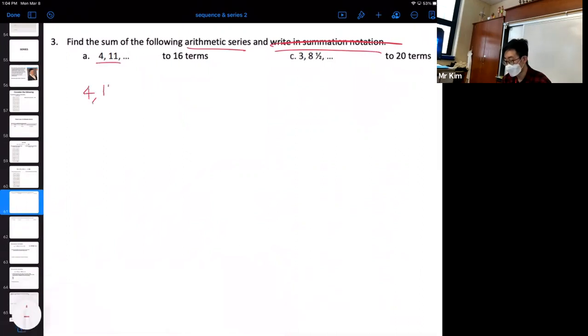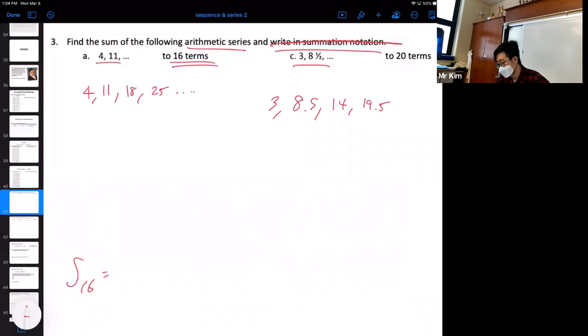So 4, 11, 18, 25, and so on, to the first 16 terms. Find the partial sum of that. So I want you to tell me S sub 16. 3, don't think of it as a fraction, please. Let's write it in decimal. 8.5, I'll give you more numbers. 14, 19.5. And then first 20 numbers, so it's S sub 20.